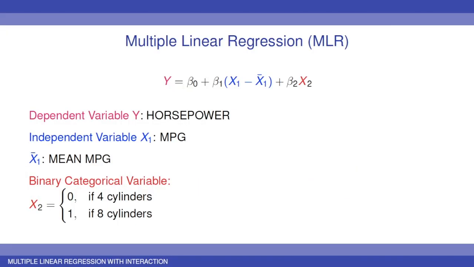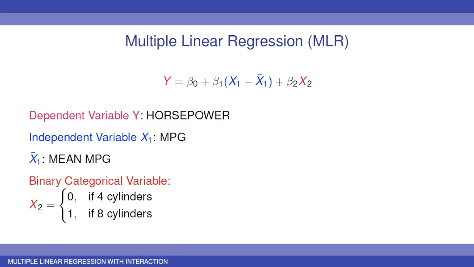Here we have our multiple linear regression model. I'll repeat, the only difference between simple linear regression and multiple linear regression is that multiple linear regression uses two or more predictor variables, whereas simple linear regression only uses one. Instead of just using MPG, we are now using a vehicle's MPG and number of cylinders to predict its horsepower. Notice that x2 is a special variable.